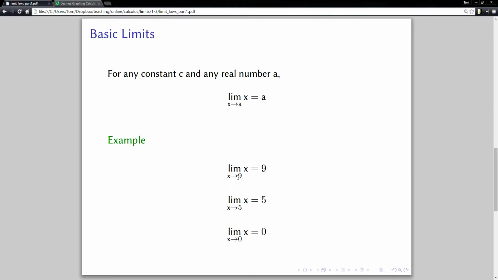So as x approaches 9 of the function x, the y values are exactly the same as the x values, so the limit is going to be 9. Here the limit as x goes to 5 of x is equal to 5, and so on. So those are some basic limits. With those basic limits, what we can do is put those types of functions together using the operations of addition, subtraction, multiplication, and division to make more complicated functions and more complicated limit problems.